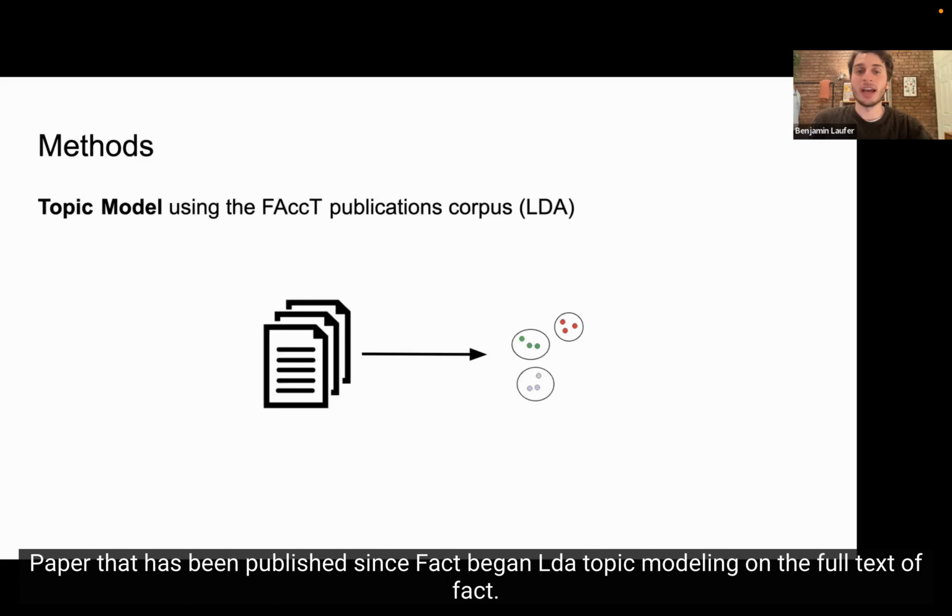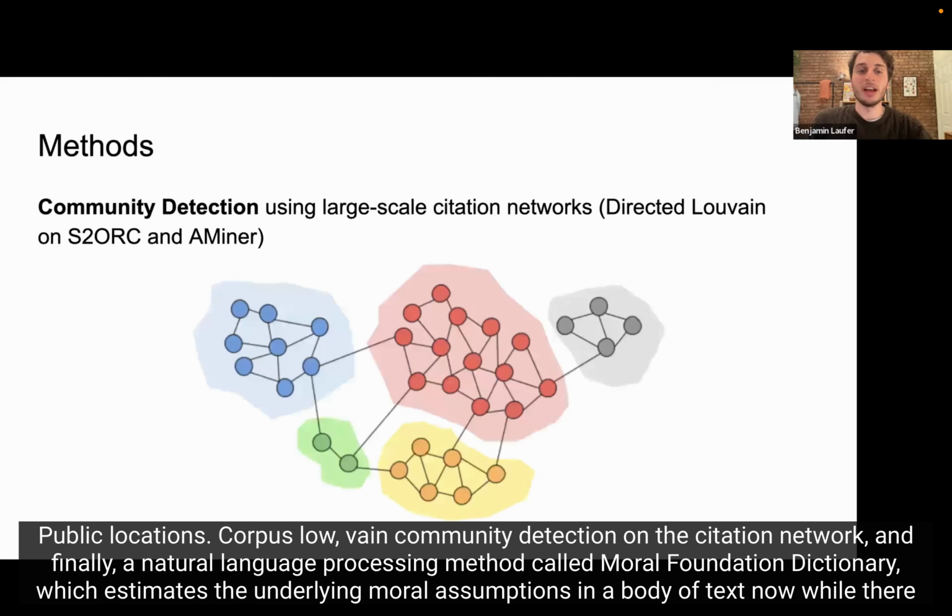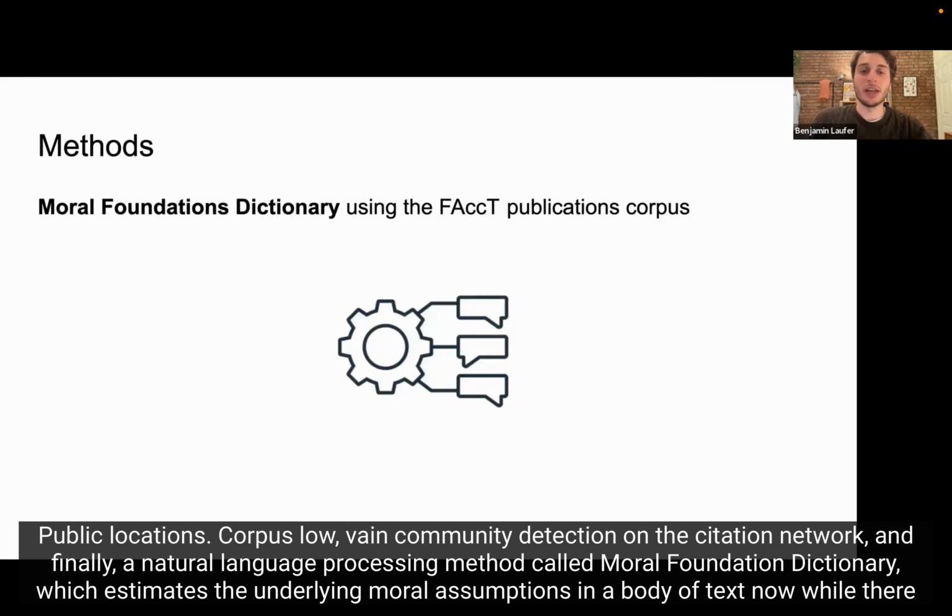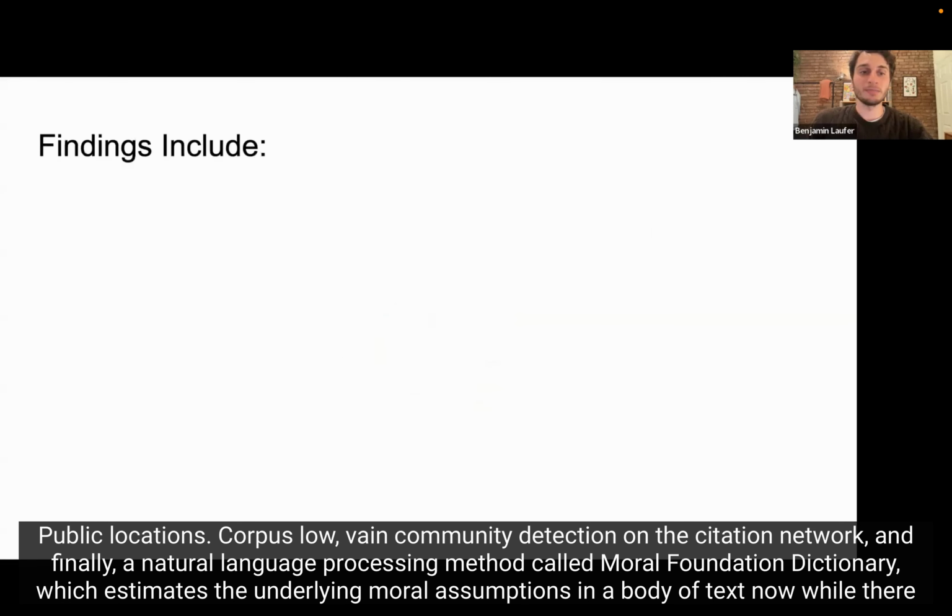LDA topic modeling on the full text of the FACT publications corpus, Louvain community detection on the citation network, and finally, a natural language processing method called Moral Foundations Dictionary, which estimates the underlying moral assumptions in a body of text.